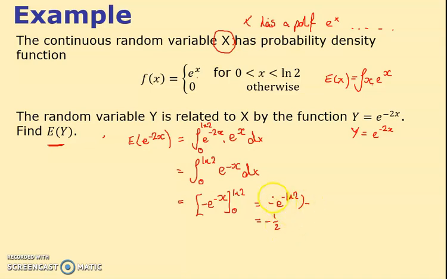And don't forget, then I put the 0 in. And that's e to the 0 is 1. So it's minus e to the 0, which is minus 1. So that's like a plus 1. And I think the answer is therefore a half.